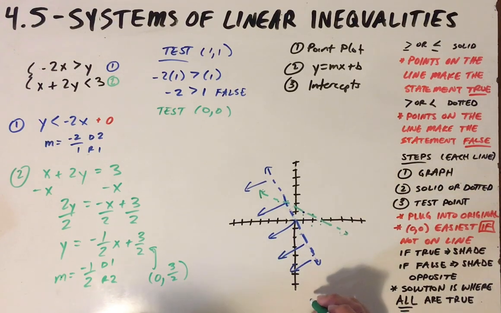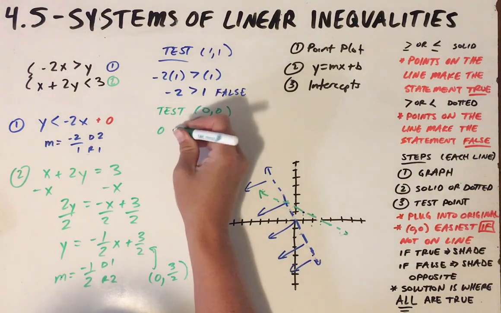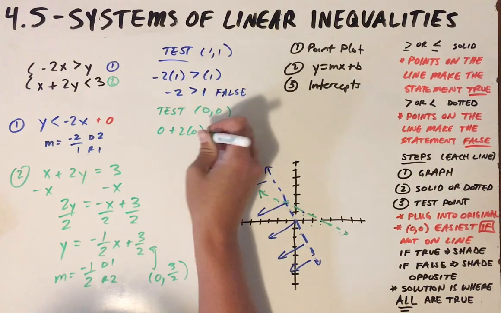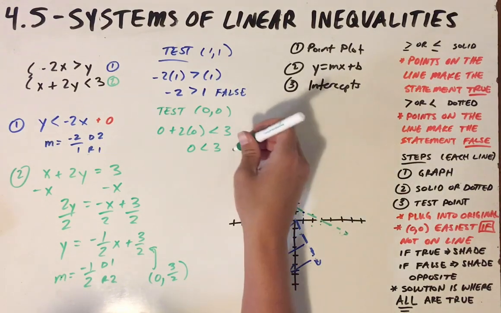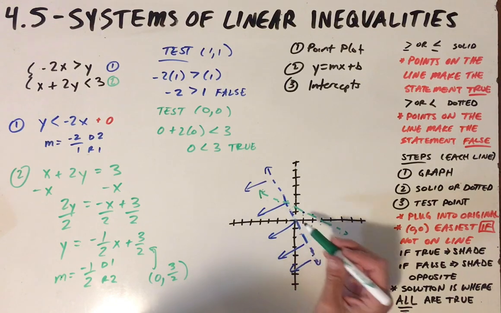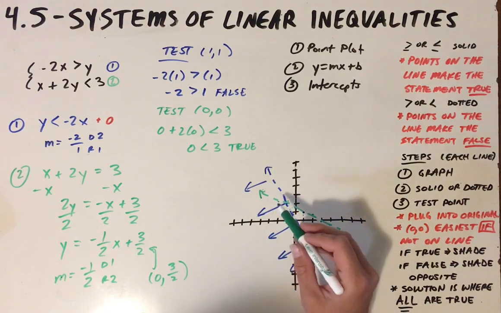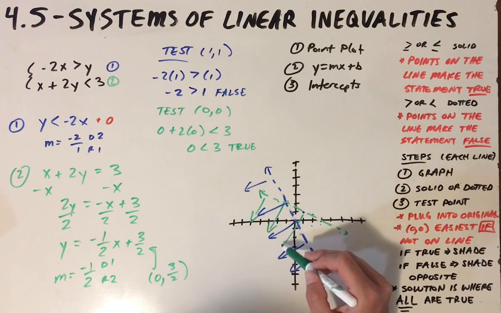Okay, so plug in 0, 0 into the green line. So I'm going to get 0 plus 2 times 0 is less than 3. 0 is less than 3. Well, this is a true statement. So 0, 0 is on the bottom side of this line, so we would shade all of this area for the green one.